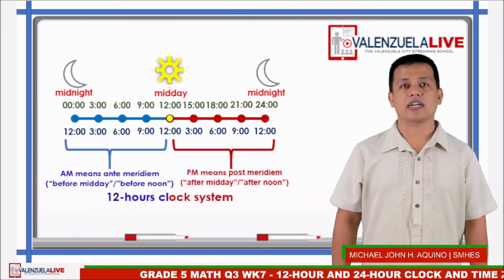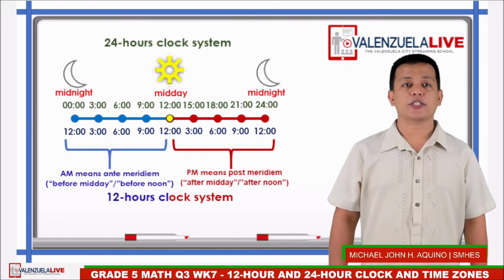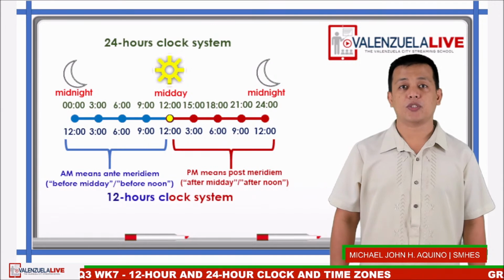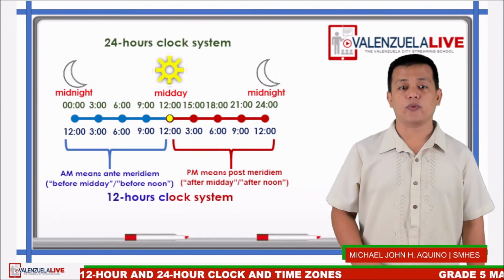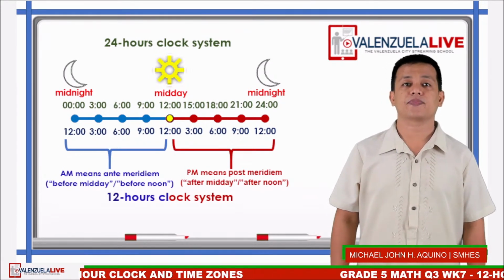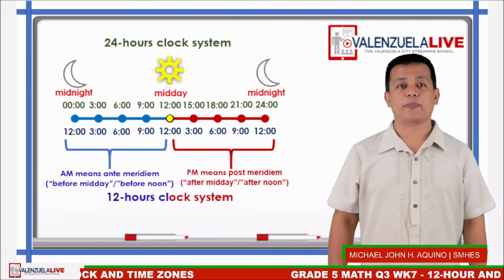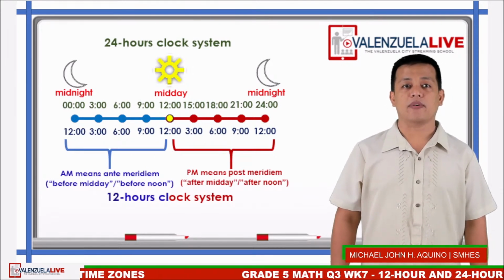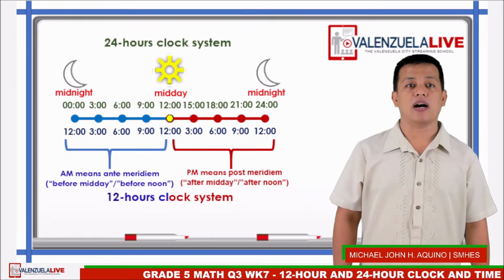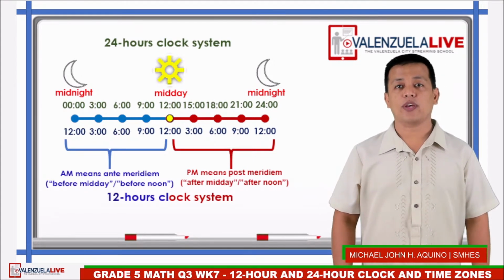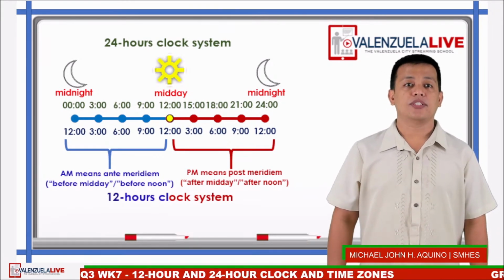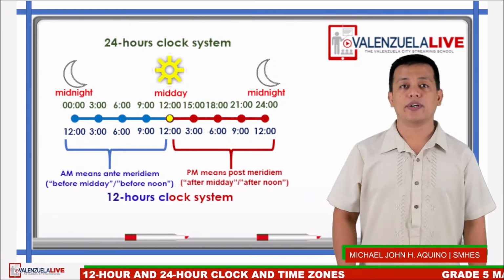For the 24-hour clock system, it starts with 0 and ends with 2400 hours, and we can say that 2400 is also 0 hundred. If we compare the 24-hour clock to the 12-hour clock system, the 12-hour clock system starts with 12 midnight, then ends with 12 midnight. While in the 24-hour clock, it starts with 0 hundred up to 2400 or 0 hundred.